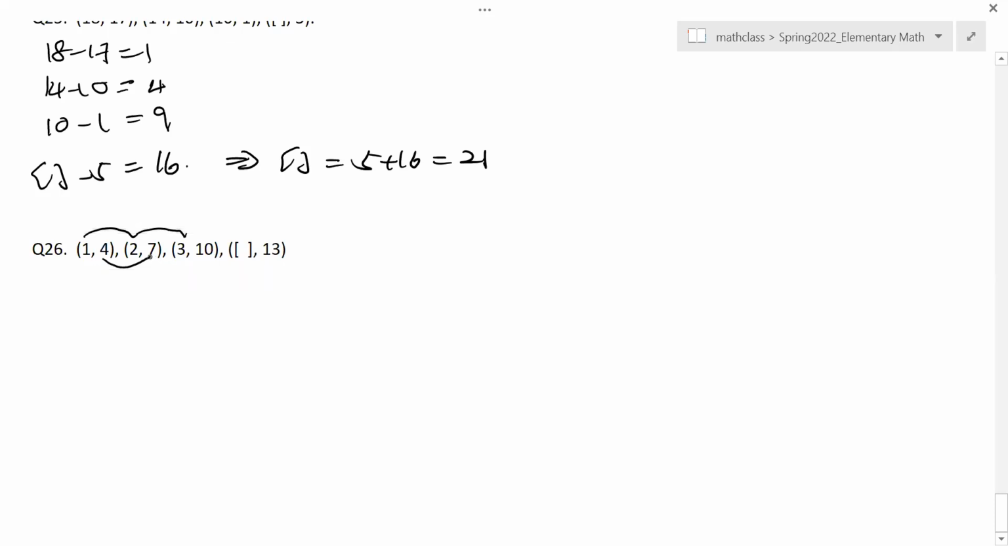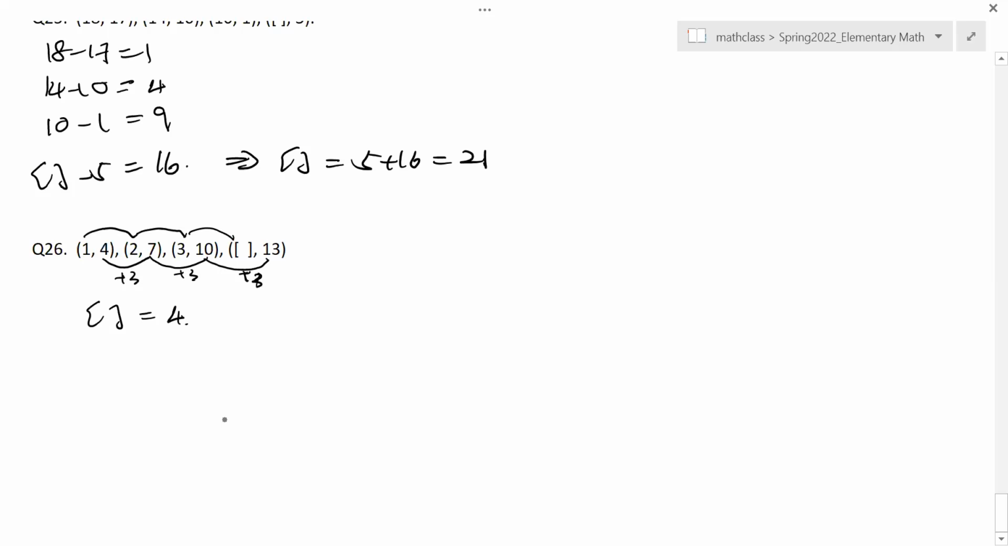So 4 to 7, 7 to 10, it increases. 10 to 13 is always plus 3, plus 3, plus 3. So you just take care of that. Then you look at the 1, 2, 3, then clearly that number should be equal to 4. Right?